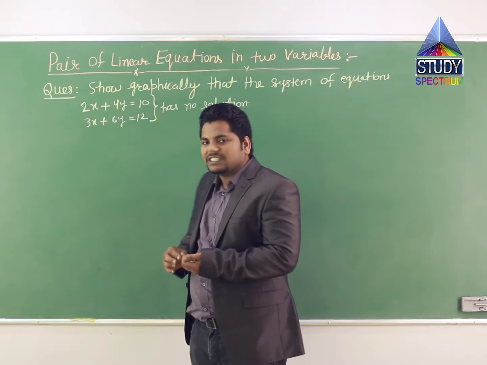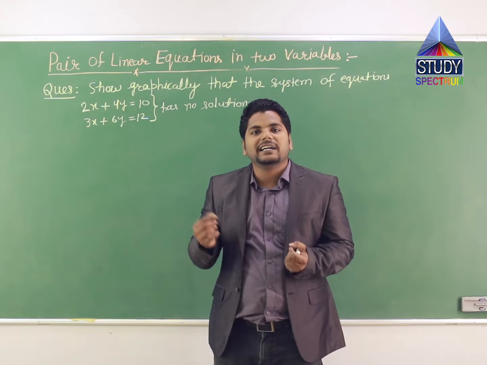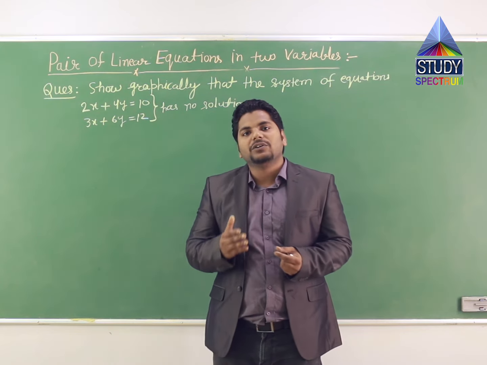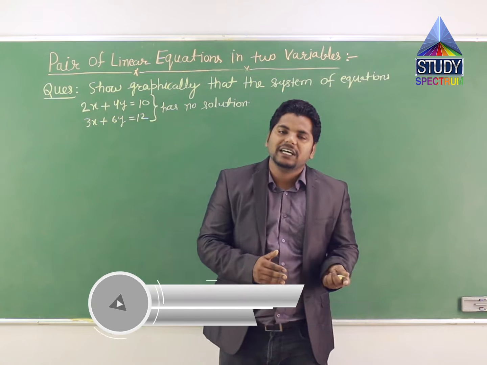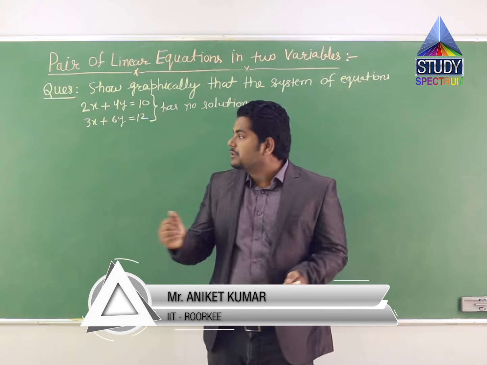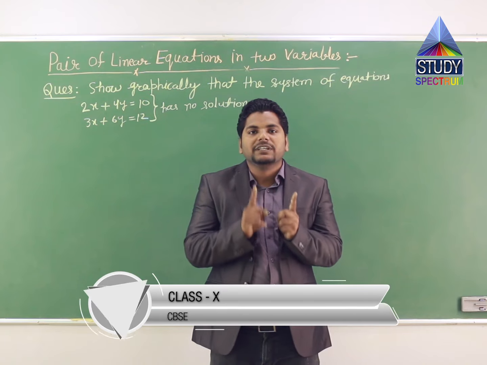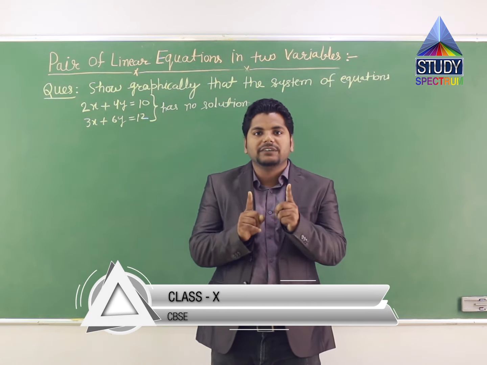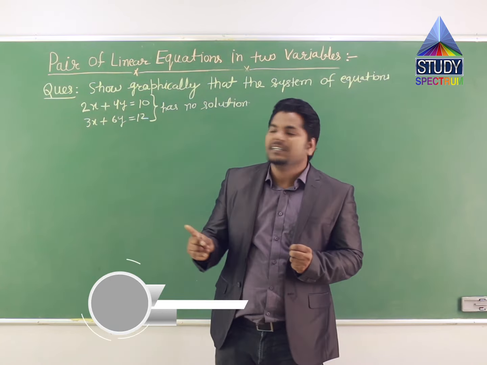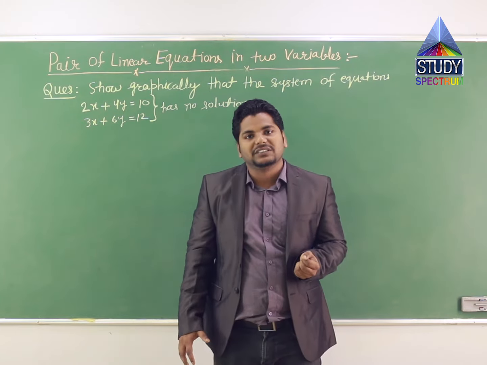So we'll do the same thing. We'll make a table for both of the lines, get 2 points for each line, and draw. Finally we'll draw both of the lines on the same xy plane and determine whether they are intersecting, parallel or coincident lines. It has no solution, which means both lines should be parallel. When both lines are parallel to each other, there will be no point common to both of the lines, so in this case we will get no solution. It means we have to prove graphically that these two lines are parallel to each other.